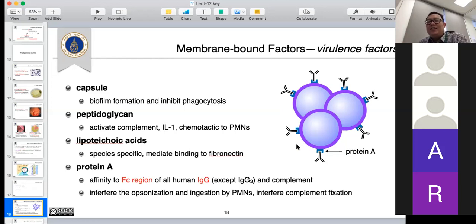Opsonization means antibody binds to bacteria, and white blood cells eat the bacteria more easily because white blood cells have Fc region receptors. But this is the opposite. So this makes Staph aureus survive in your body.